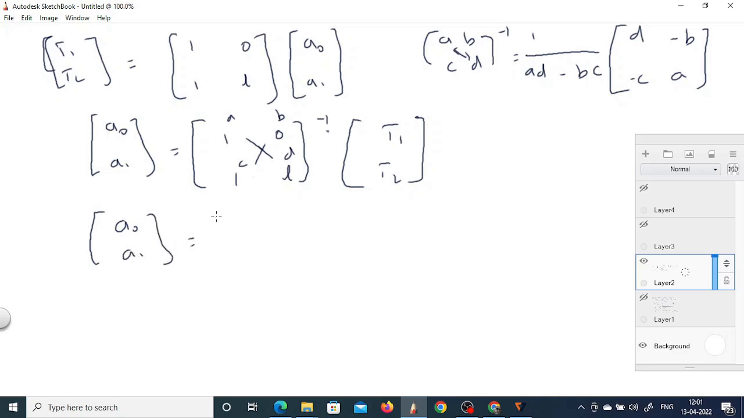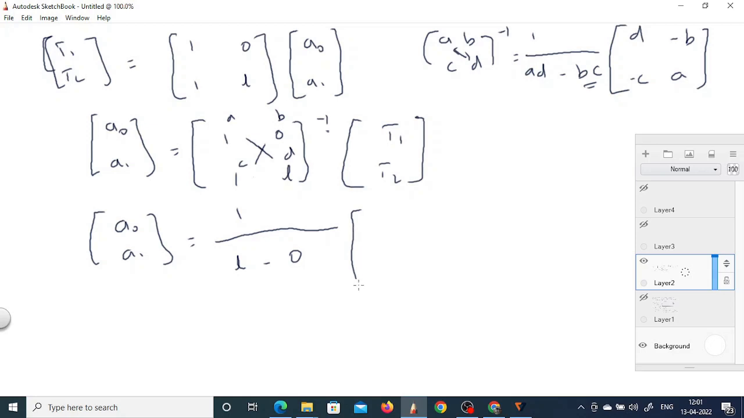A0 A1 is equal to 1 by A into D. What happens? 1 divided by AD minus BC. According to our problem, A is 1, D is equal to L. So here 1 into L, L minus B into C. B is 0, C is equal to 1. So this may be written as L minus 0.